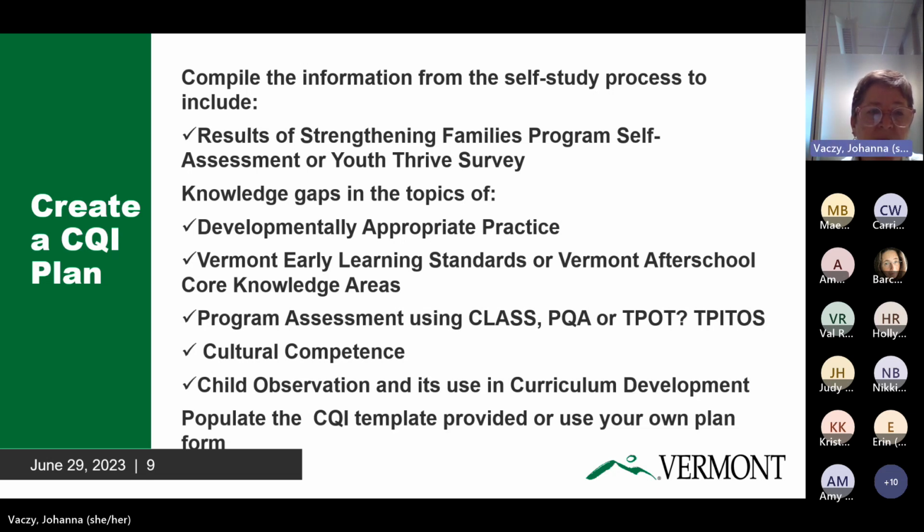So compiling the information from the self-study process includes the results of the Strengthening Families program self-assessment or Youth Thrive survey, and a description of the knowledge gaps in the topics of developmentally appropriate practice, Vermont early learning standards or Vermont after school core knowledge areas, program assessment using CLASS, PQA, or TPOT and TPITOS, cultural competence, diversity, equity, and inclusion, and child observation and its use in curriculum development. Seems like I'm missing a slide for that one.